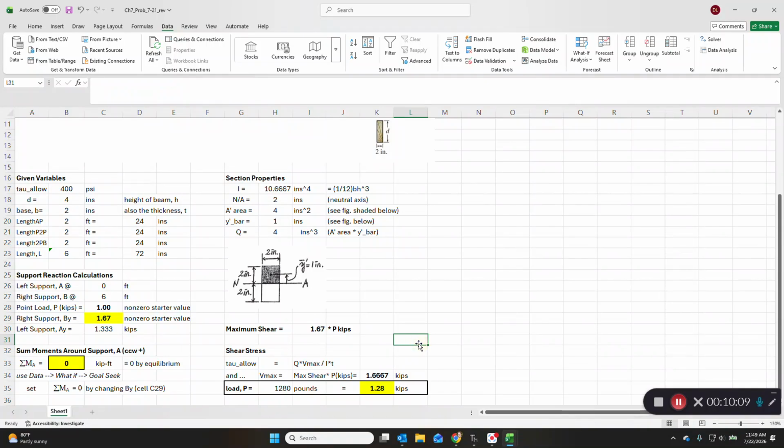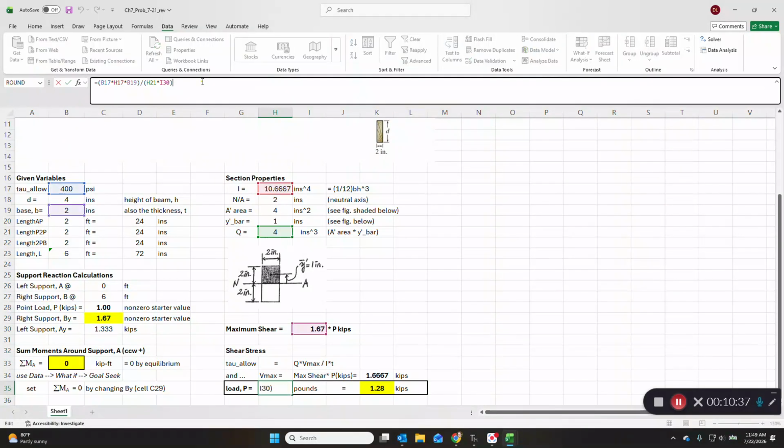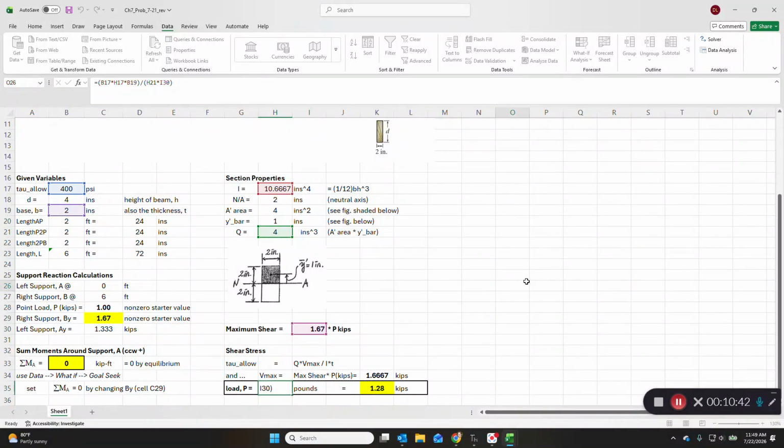Well, what we did here is, if you look at it, we rearranged the equation because we know on the left tau allowable is 400. So if you multiply both sides by I T, we know I, we know T, the thickness, it's also the base. And then if you divide correspondingly by Q times V max, you will get the result. All right, so the result here, using a rearrangement, algebraic manipulation, is 1,280 pounds or 1.28 kips.